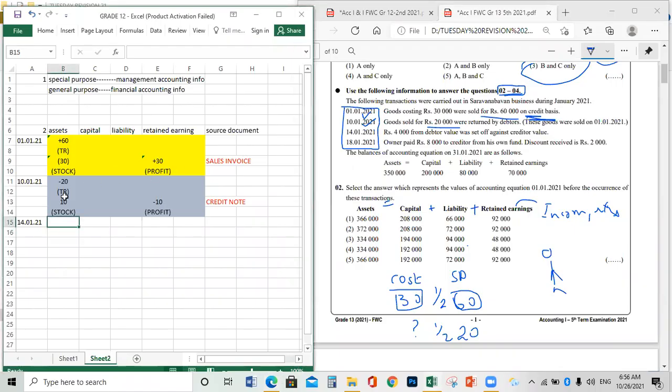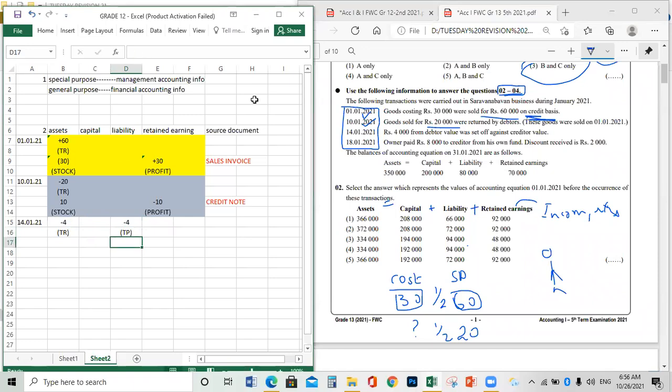Your asset reduces because you are setting off the debtor. Because of that, your debtor reduces by 4,000. It is an asset, so the asset also reduces by 4,000. And then where do you record the balance? Your creditor, your liability, also reduces by 4,000 because your trade payable is also reducing.